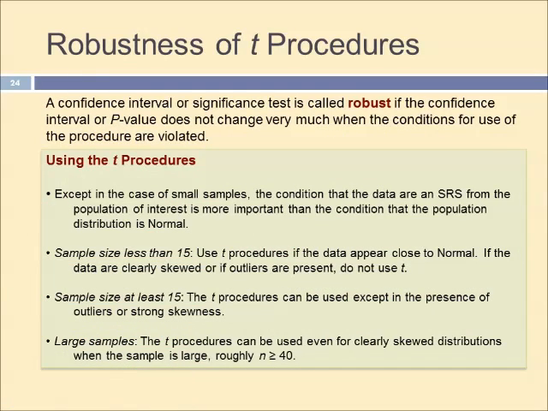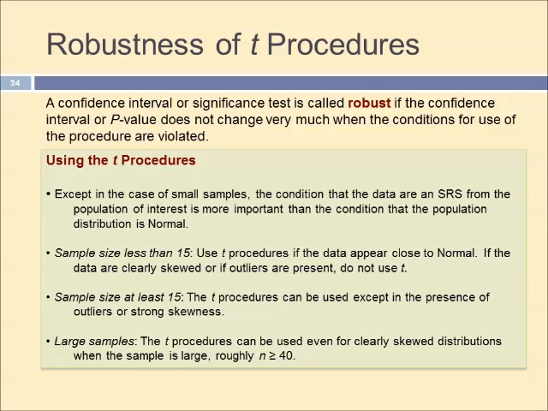Now, a confidence interval or significance test is called robust if the confidence interval or p-value does not change very much when the conditions for use of the procedure are violated. So the conditions such as skewness, outliers, that type of thing. So for general guidelines when using t-procedures, except in the case of small samples, the condition that the data are a simple random sample from the population is actually more important than the condition that the population distribution is normal. Again, unless it's a small sample.